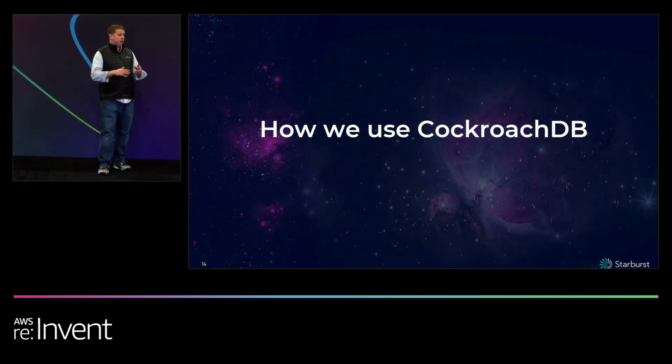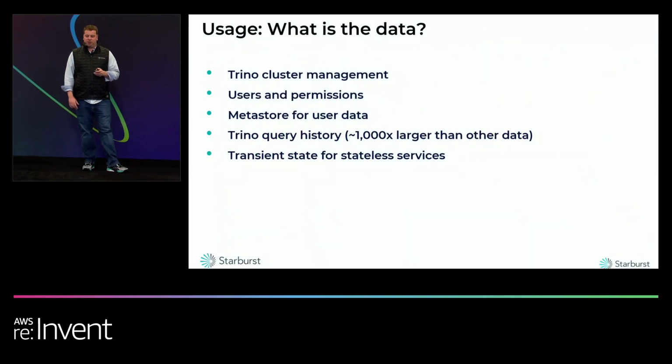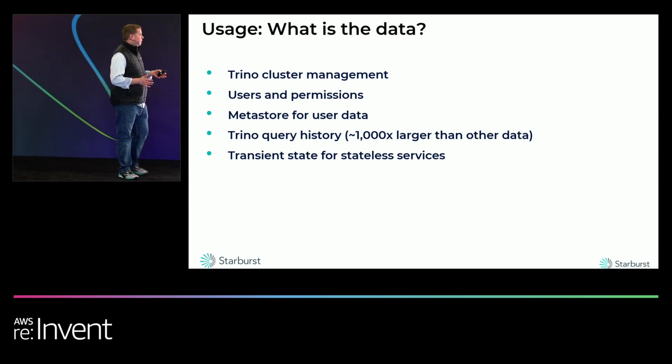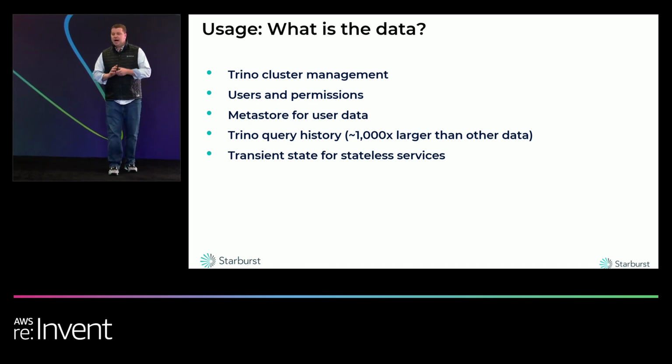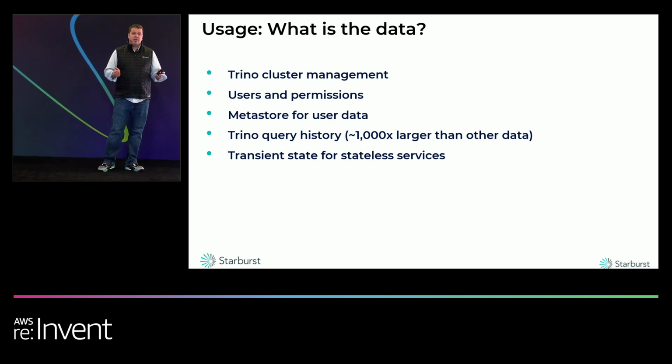So now I've talked about why we chose it. I'm going to go into a little bit more about how we use CockroachDB. As I mentioned earlier, we use it to store operational data. So that's things like the Trino cluster management. How are these clusters deployed? What versions are they running? Do they need to be updated? Also users and permissions: users, groups, privileges.